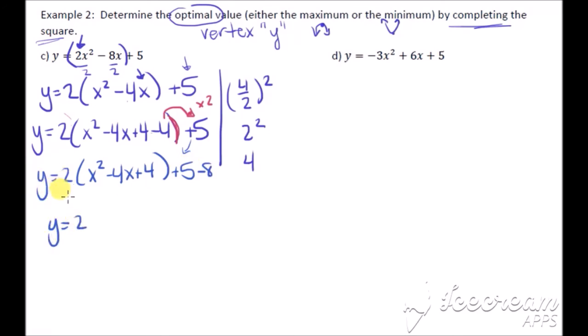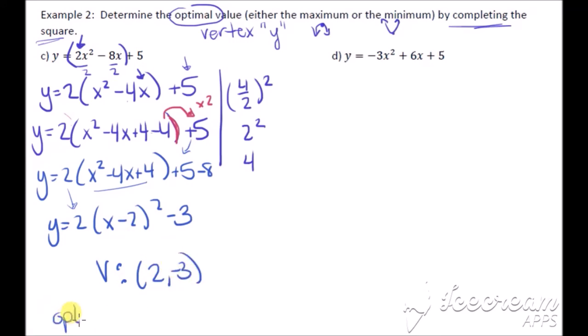So we have to keep this factor. That's a vertical stretch by a factor of 2. So it's going to make our parabola a little bit skinnier and taller, quicker. And then we just factor, and this will always be a perfect square. And then 5 minus 8 is negative 3. So our vertex would be 2 comma negative 3. Our optimal value is the y value, so negative 3.